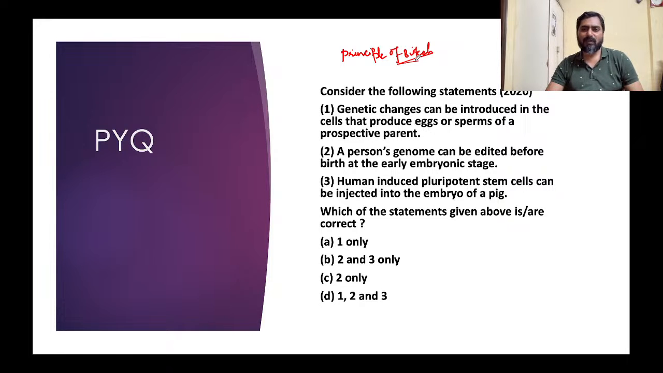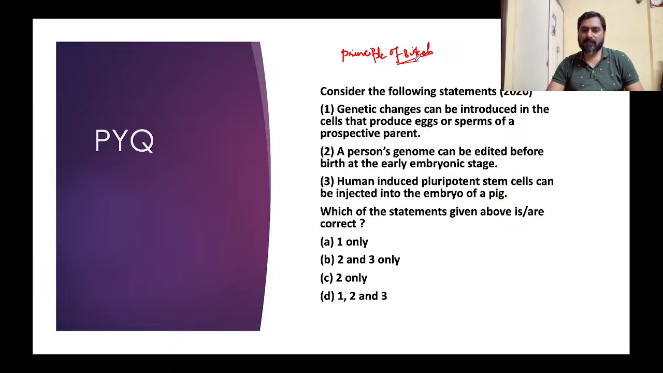Genetic changes can be introduced in the cells that produce eggs or sperms of a prospective parent. So yes, gene editing tools are very powerful tools, and they can be used to modify your eggs, your sperms before fertilization, after fertilization, or during the embryo stage, or after it has been implanted into the uterus also. So in all those scenarios we have this potential to change the genes. So yes, it is true that genetic changes can be introduced in the cells that produce eggs or sperms of a prospective parent. So this first statement is correct.